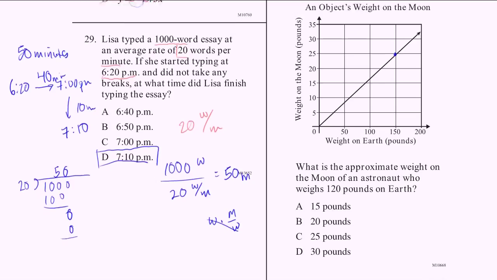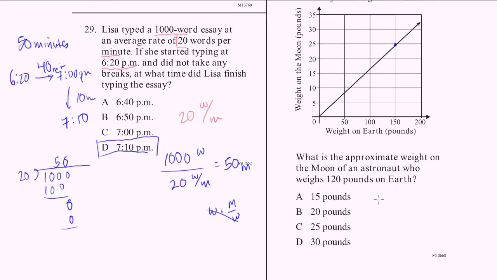So what is it asking me? What is the approximate weight on the moon of an astronaut who weighs 120 pounds on Earth? Well, I just said, this thing is just taking 1/6. You can look at any point. When you weigh 10 pounds on the moon, you're weighing roughly 60 pounds on Earth, or vice versa. So you just take 1/6. Or we can actually just look at the chart.